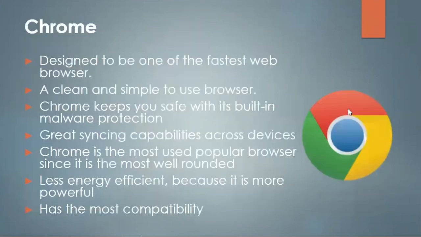Let's take a look at Chrome. It's designed to be one of the fastest web browsers. It is a clean and simple to use browser, and Chrome keeps you safe with its built-in malware protection. It has great syncing capabilities across devices. Chrome is the most popular browser since it is the most well-rounded. However, it is less energy efficient because it is more powerful. It does have the most compatibility though.